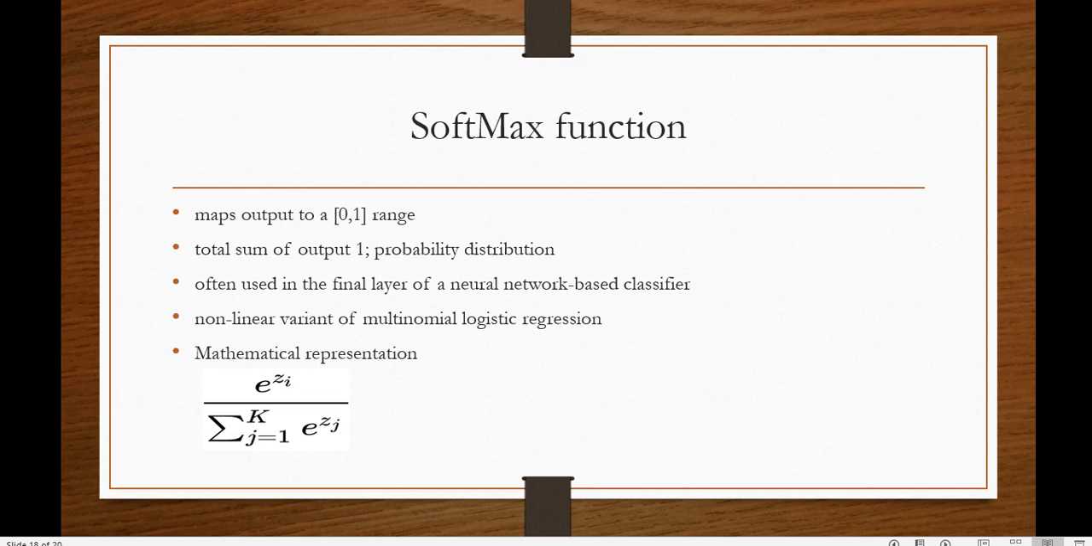So that is about the activation functions, and in the next session we'll start with the different architectures of neural networks. So for now we will stop here.